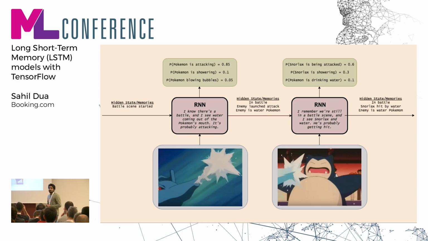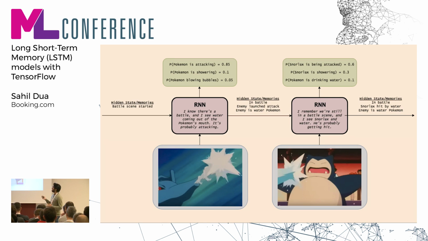So let's see that example again. This time we have two images because we decided to consider the sequence. In the first one, the RNN is going to see, okay, it has some initial memory which says a battle scene has started. Then it's going to see, okay, there is a battle and I see water coming out of a Pokemon, so it's probably attacking, and it's going to detect this as "Pokemon is attacking." So it does two things. One is it sends some prediction based on what it has already learned. And it's going to update its memory as well so that it can use that for further predictions.